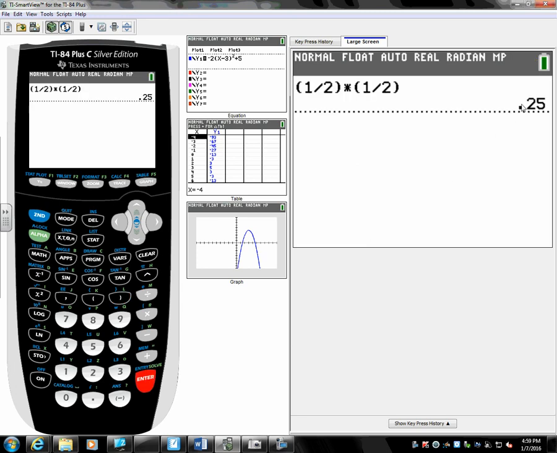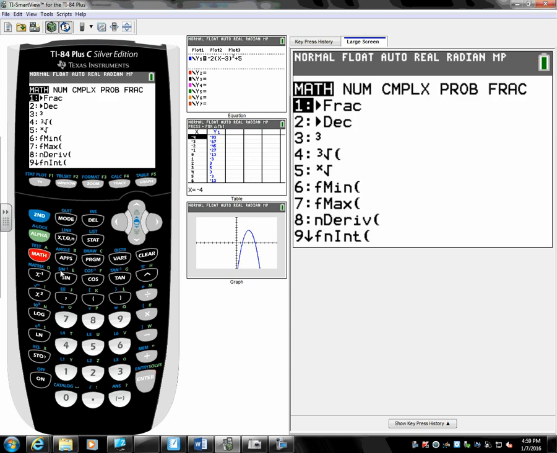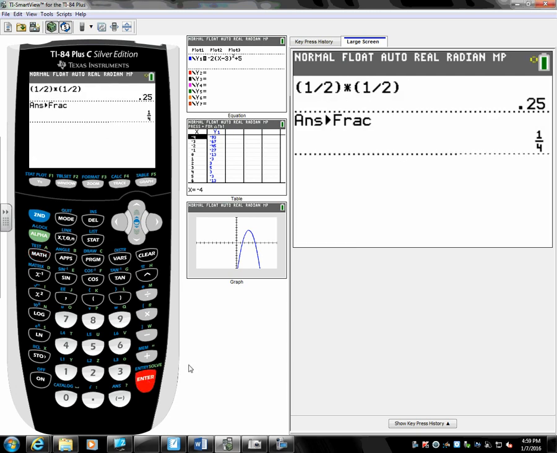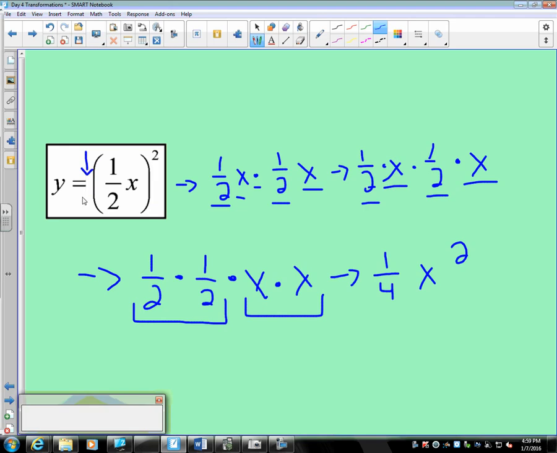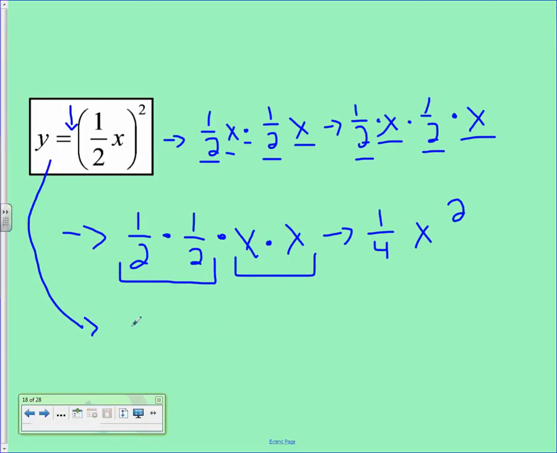Enter, and that gives me 0.25, but I want it as a fraction. So then I press math, enter, enter. 1/4. Okay? So I get 1/4 in front, and x times x gives me x squared. So I can actually rewrite this equation as y equals 1/4 x squared. And now I have my a value in front, which is a fraction.